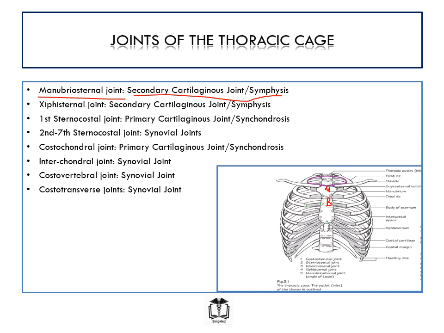Then we have the xiphisternal joint. The xiphisternal joint is the joint between the xiphoid process of the sternum and the body of the sternum. So this is the joint here. The unique thing about the xiphisternal joint is the fact that it is also a secondary cartilaginous joint or a symphysis.